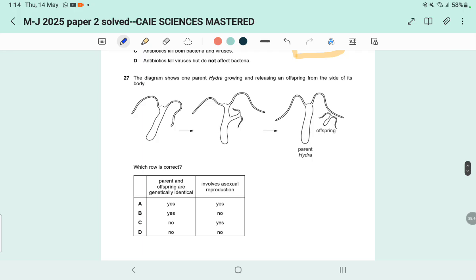27, okay, so 27 here, before anything the answer will be A. You will tell me how. It says a diagram shows one parent hydra growing and releasing an offspring from the side of its body. Which is correct?